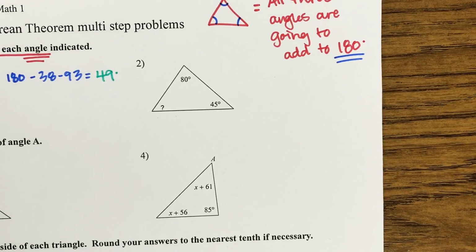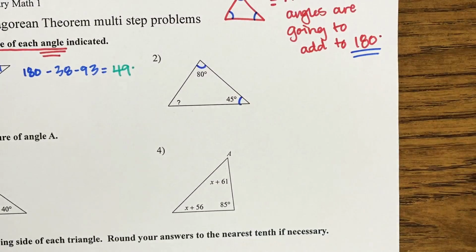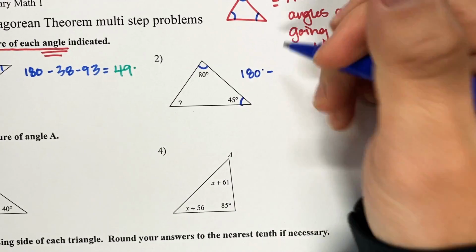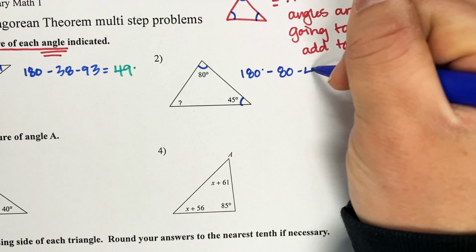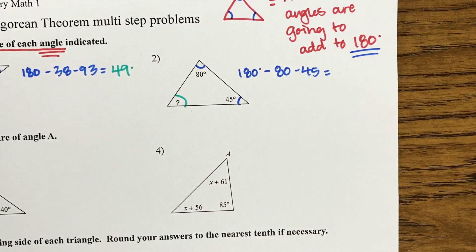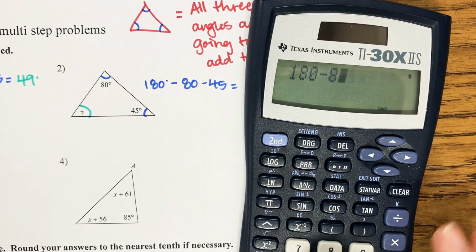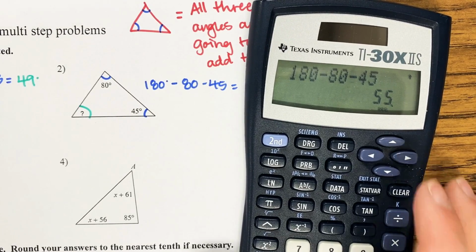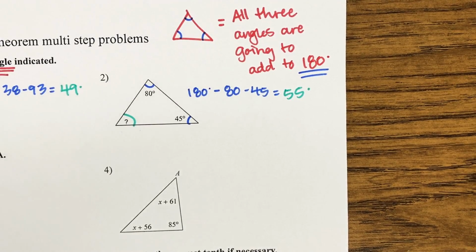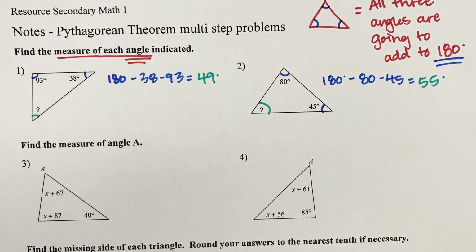Beautiful. Okay, let's look at number 2. The 2 angles that it gives us in number 2 are 45 degrees and 80 degrees. So we're going to take our total number of degrees, 180, and subtract the 2 angles that it gives us, minus 80, minus 45, in order to find our third angle that we don't know, this question mark right there. Again, we can put this into a calculator: 180 minus 80 minus 45 is going to give me 55 degrees for that third angle. So for 1 and 2, we were simply trying to find the third angle when given 2 angles.